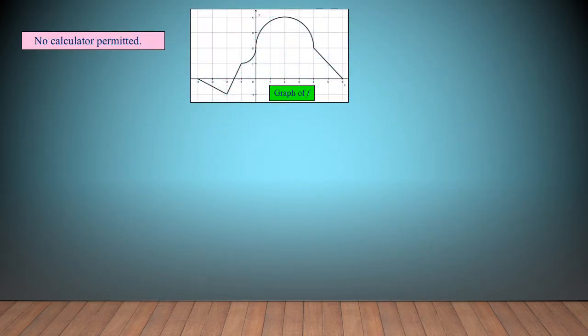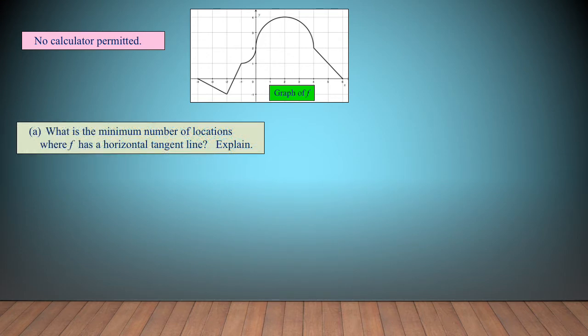In this type of problem, where the graph of f is comprised of line segments and parts of circles, where area is generally easy to find, no calculator is permitted. And in reality, a calculator would not be of much help, as the functions are not explicitly given algebraically. Part A asks, what is the minimum number of locations where f has a horizontal tangent line? And we need an explanation.